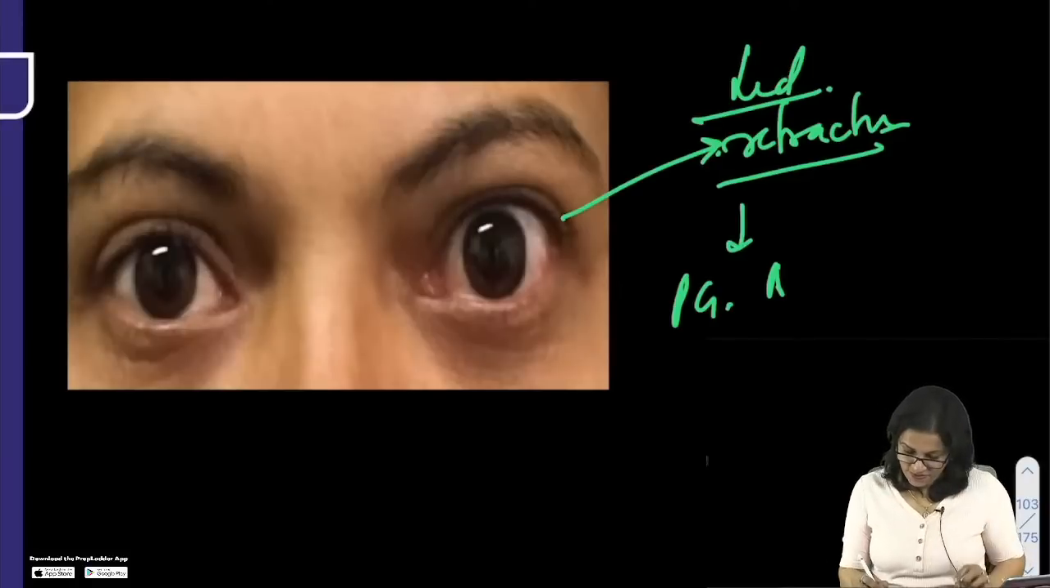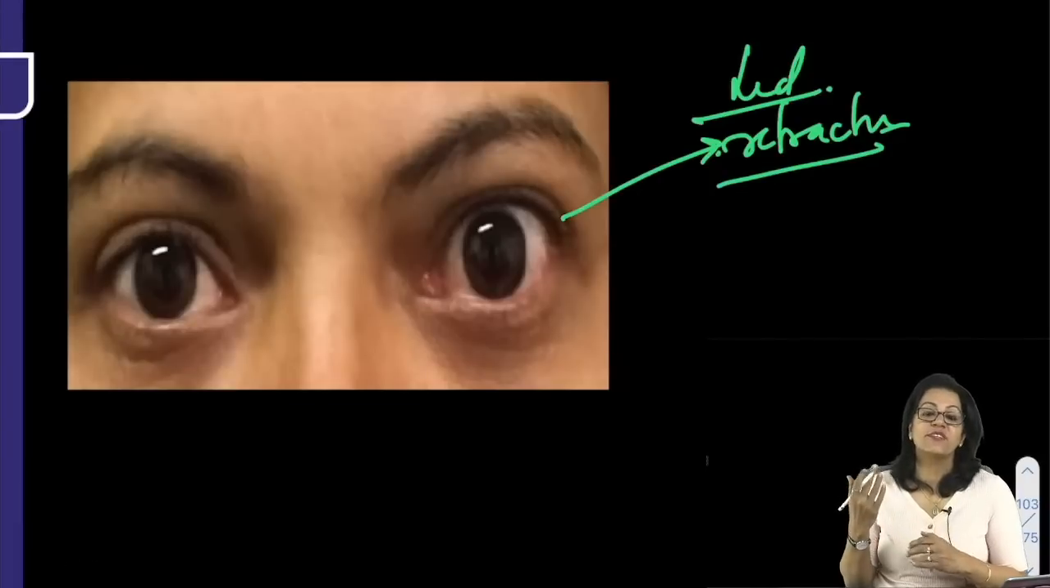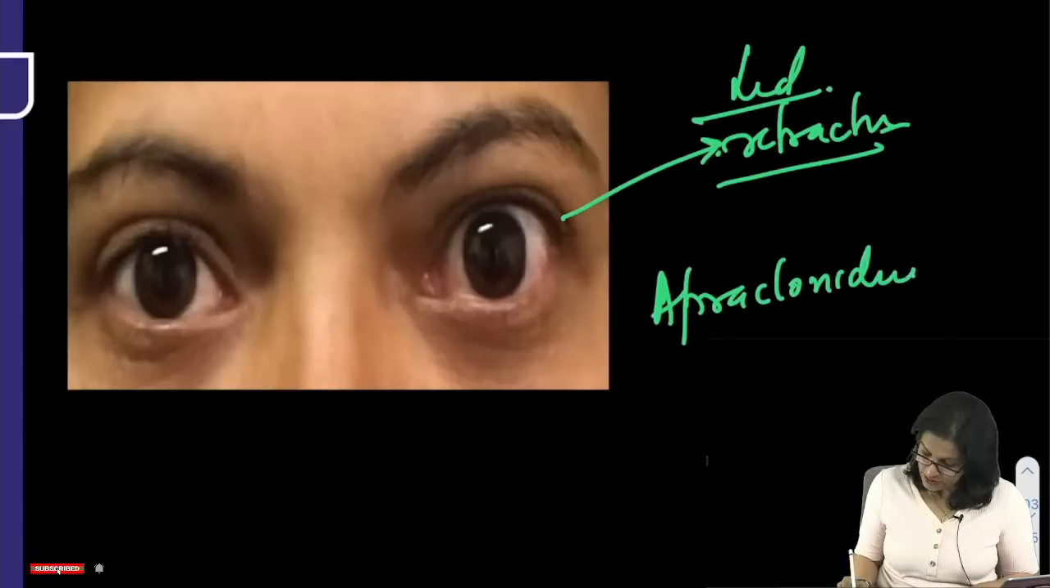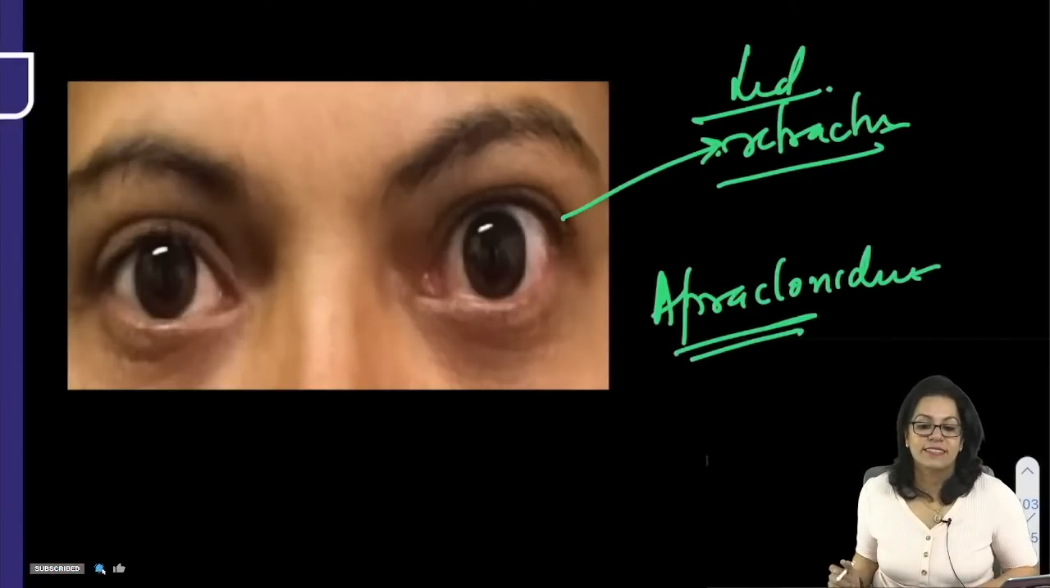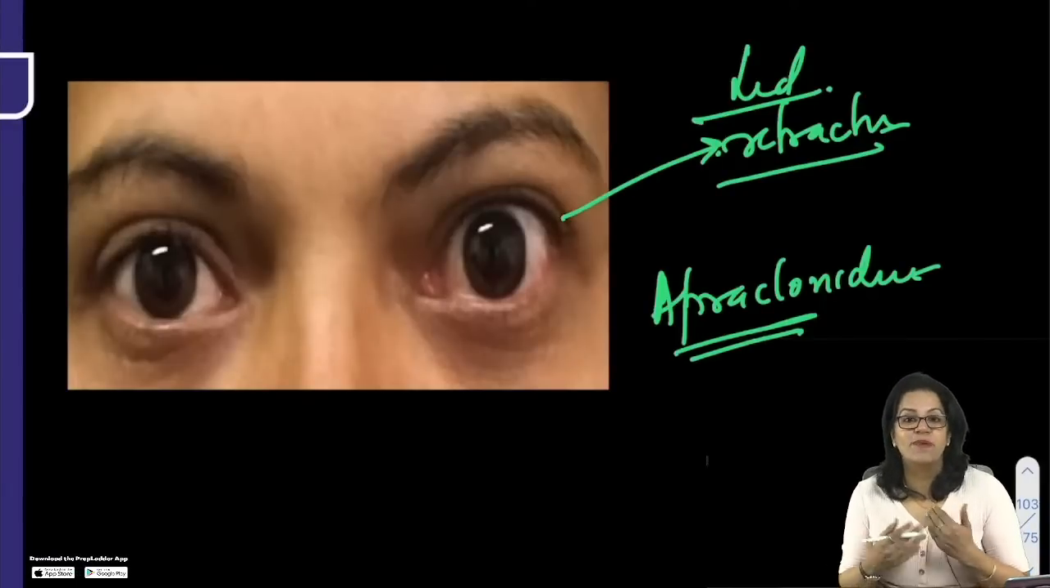No, wait, not prostaglandin, please do not learn this. Lid retraction is mainly a side effect of apraclonidine. Let me correct myself, this is apraclonidine, right. It can lead to lid retraction. So, we are talking about selective alpha agonists, brimonidine and apraclonidine.